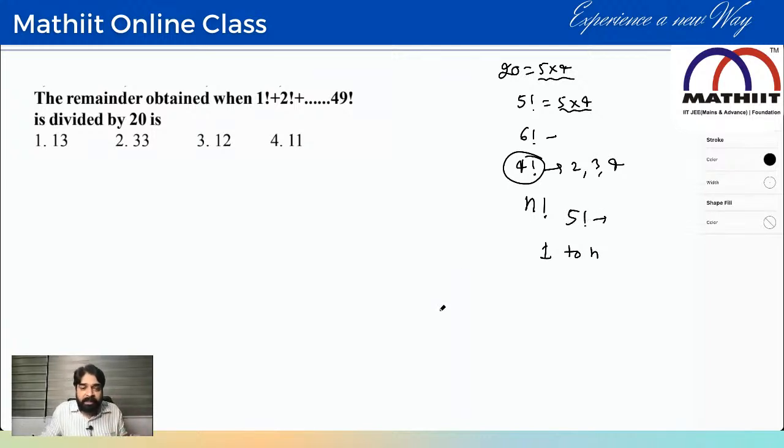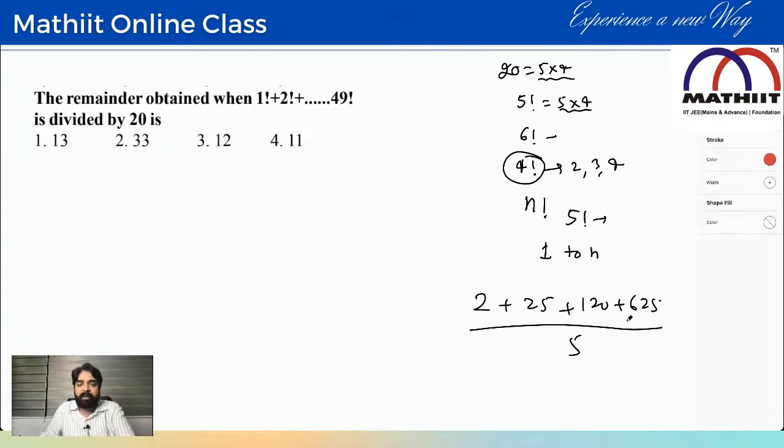Have you understood? Suppose I ask, what is the remainder when I divide 2 plus 25 plus 120 plus 625 by 5? Will you do the addition? No. We'll say that this is divisible by 5, so neglect it, because it will give remainder 0. This will also give remainder 0. This will also give remainder 0. And when I divide this, the remainder will be 2. Am I right or not? The term which is already divisible by the number, we can ignore.